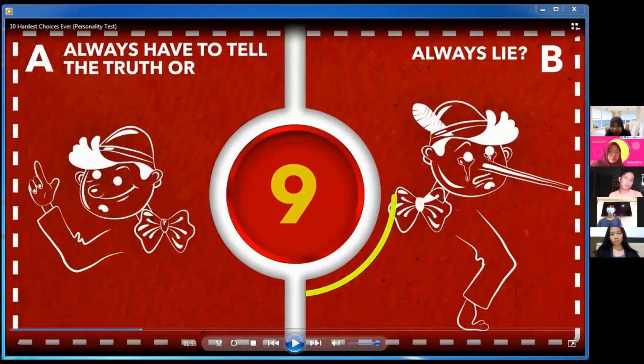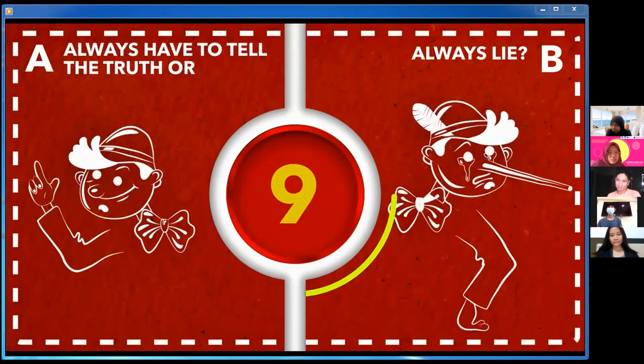Let's see. Always tell the truth, Mom. Any reason why you want to tell the truth? Because I believe, Mom, that the truth will set you free. Ah, true. The truth will set you free. What about Astrid? Astrid, which one do you prefer? I prefer A, always tell the truth, even though the truth is bitter. Sometimes the ugly truth is the one that will cut you the most. But hey, as an accountant, integrity once again. Well done, good, everyone.